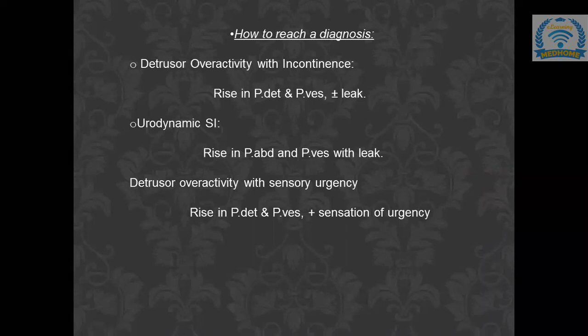Urine may leak or may not leak. If urine is going to leak, you are going to call it wet detrusor overactivity. If there is no leakage of urine, then you are going to call it dry detrusor overactivity. If there is no leak in dry detrusor overactivity, then how will we diagnose it? There is going to be a rise in the detrusor pressure and also the vesical pressure.